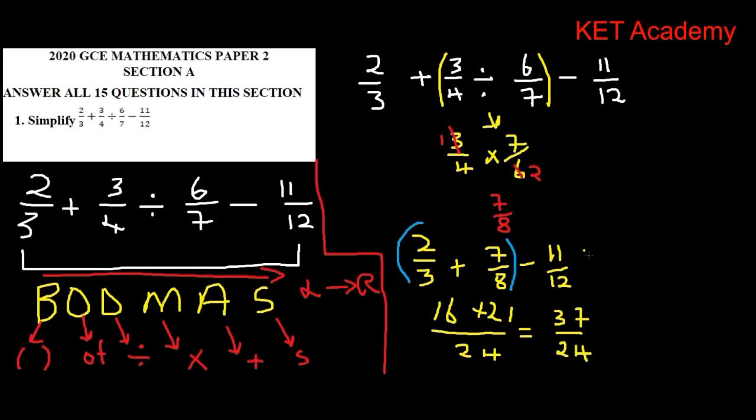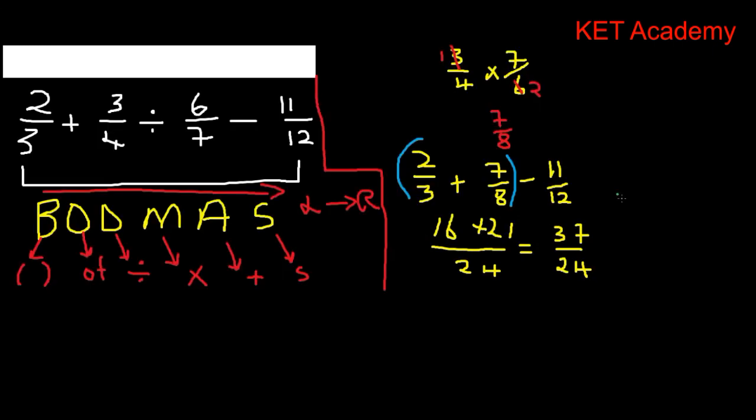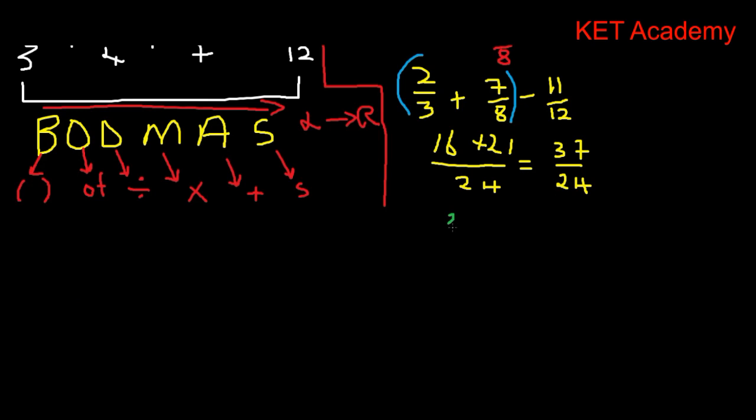Now we're going to rewrite our new expression. Our new expression will be 37 on 24 minus 11 on 12. So finally we are left with subtraction. So we just do the subtraction. Now since 12 is a factor of 24 and 24 can divide 12 without a remainder, therefore the LCM of 24 and 12 will simply be 24.